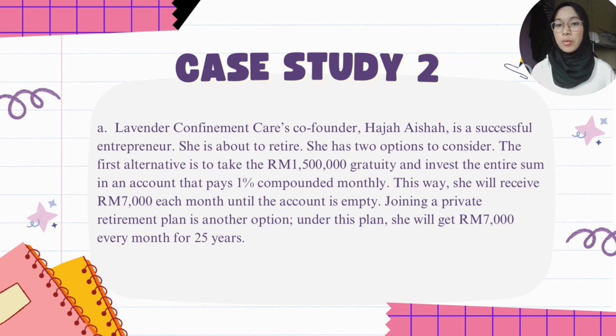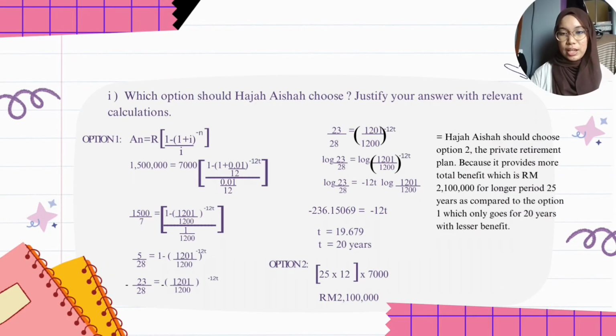Joining a private retirement plan is another option. Under this plan, she will get 7,000 ringgit every month for 25 years. Question A.1. Which option should Hajah Aisyah choose? Justify your answer with relevant calculation. In this question, we need to find out which option is the best for Hajah Aisyah. So we need to use formula A in order to find the amount of t in option 1.